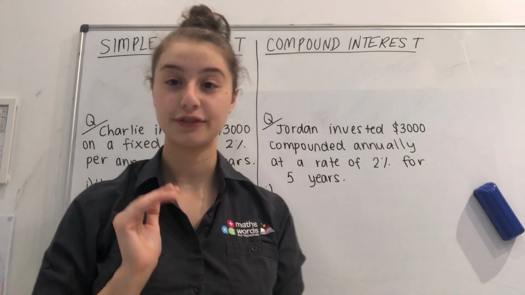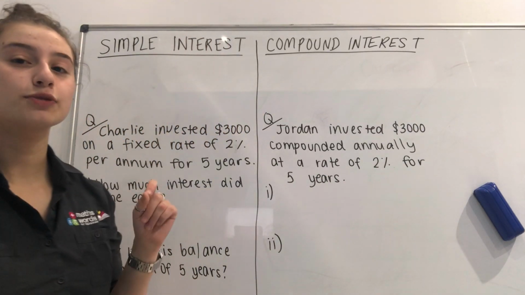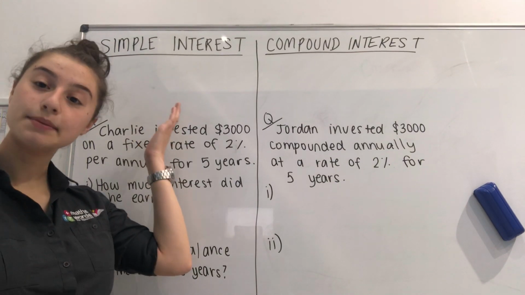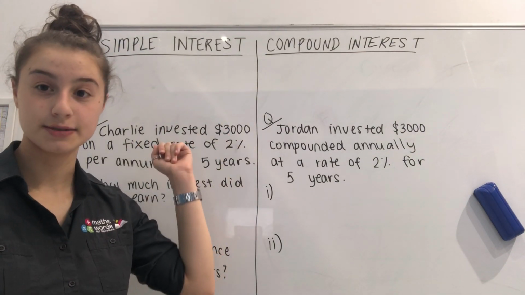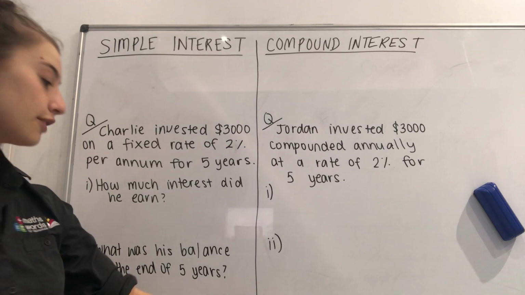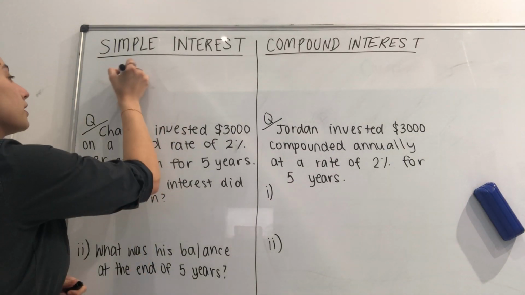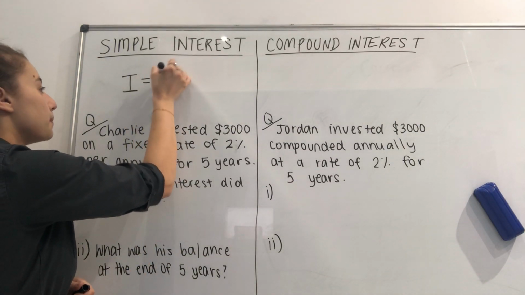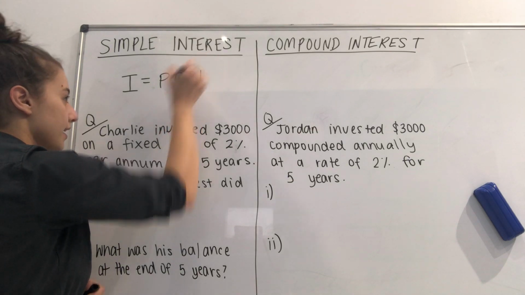Today we're going to be delving into financial maths, okay? And more specifically looking at the difference between simple interest and compound interest, okay? So let's have a look first at their formulas. The simple interest formula is I equals PRN, all right?